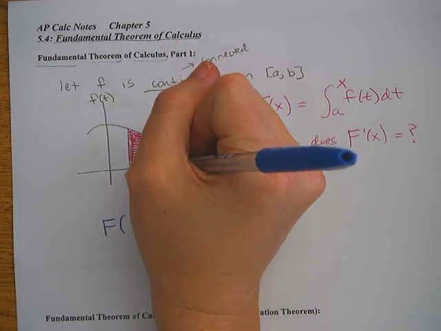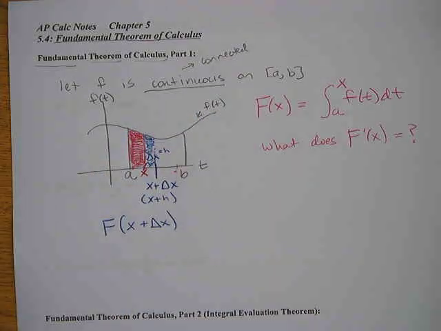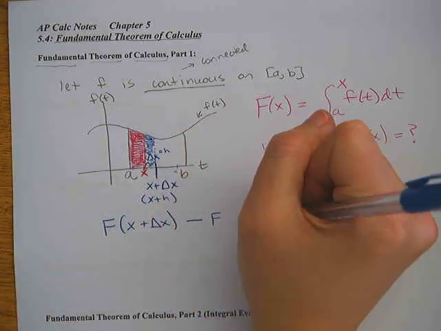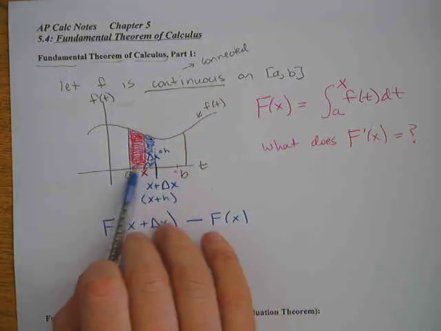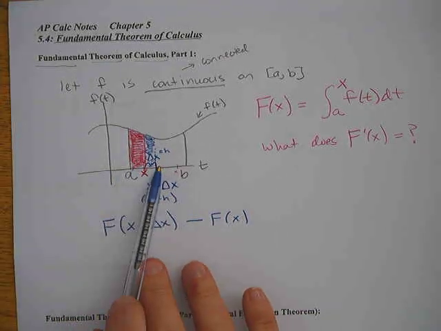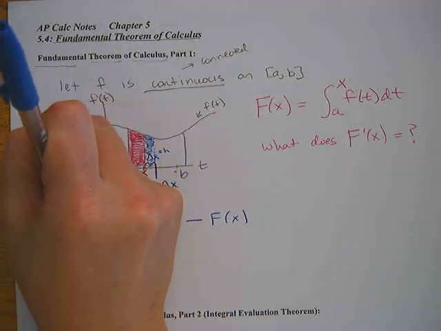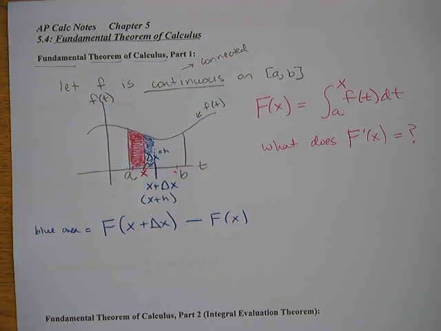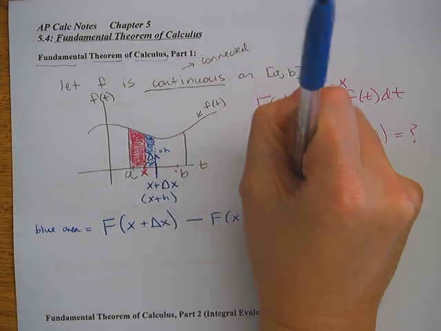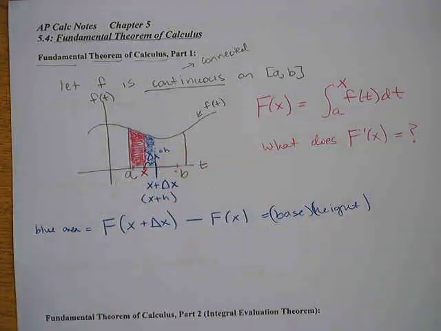And if I look at what that additional area would be, it basically would be the area from a all the way to x plus delta x. So that would just be F of x plus delta x. That's all the area from a to x plus delta x. And then subtract away F of x. Because F of x was the area between a and x. F of x plus delta x is the area from a all the way to x plus delta x. So if I take all that area and subtract off the red area, I have an equation for the blue area. And you could say that we find area by doing base times height.